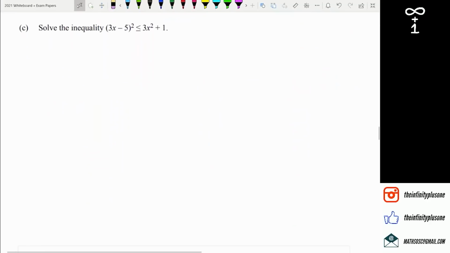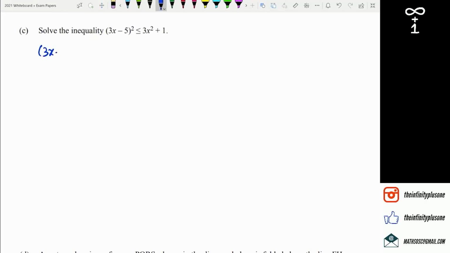So what we have in question C is an inequality. It looks like we've got a quadratic on both sides. So we have to actually expand this quadratic and start tinkering with it. So we're going to have 3x minus 5. I'm going to get it out of that bracket and expand it like this. So 3x minus 5 times 3x minus 5 is less than or equal to 3x squared plus 1.